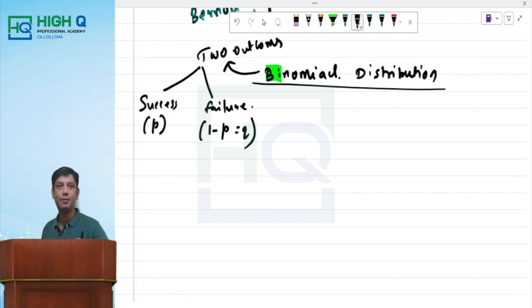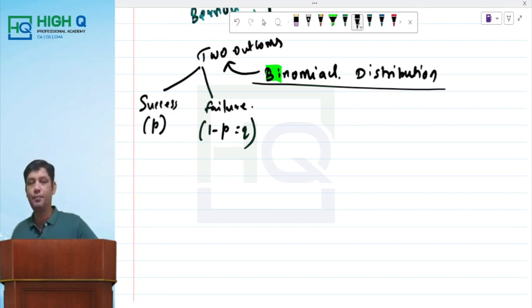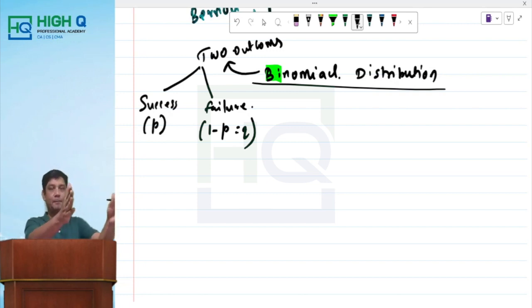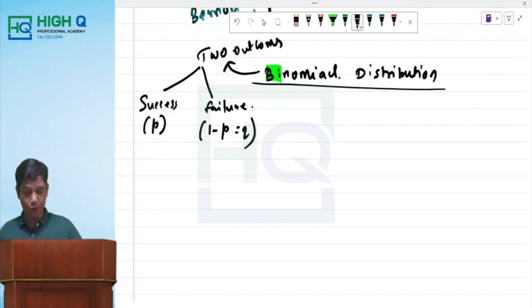Actually, Q is nothing but 1 minus P. So nowhere am I using Q independently. Wherever I use Q, you have to see it as 1 minus P. So success we always denote as P, and failure we always denote as Q, which is 1 minus P.